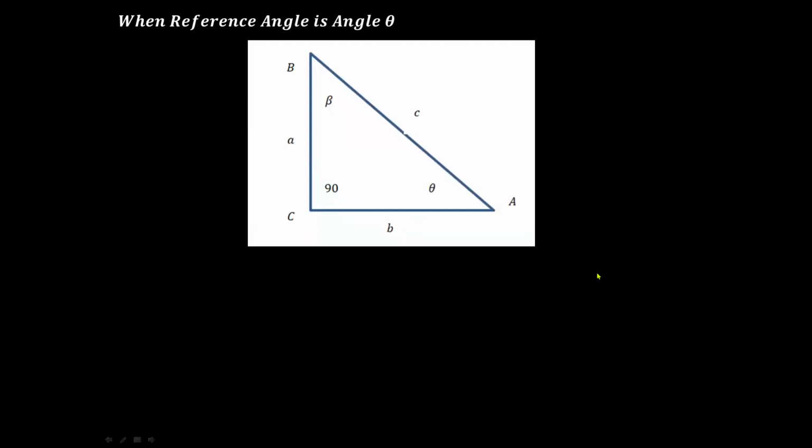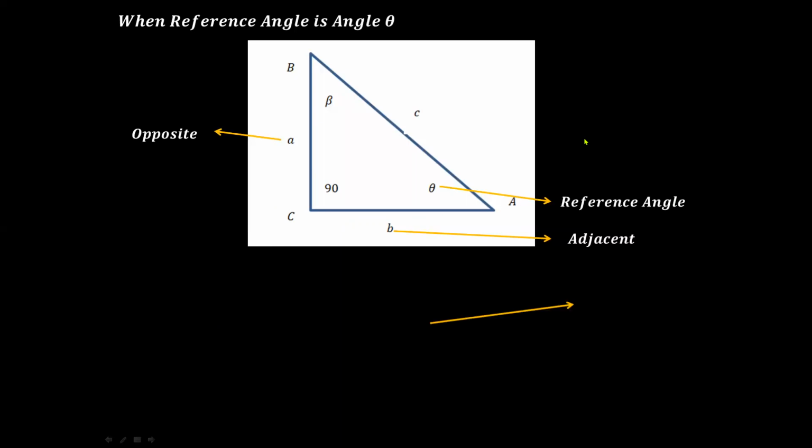Now, when the reference angle is angle theta, allow me to draw a right triangle. Angle theta is the reference angle. If angle theta is the reference angle, side A will be our opposite. Kung ang angle theta ay ang ating reference angle, ang side B naman ay ang ating adjacent. Again, if the reference angle is theta, side C will be our hypotenuse.